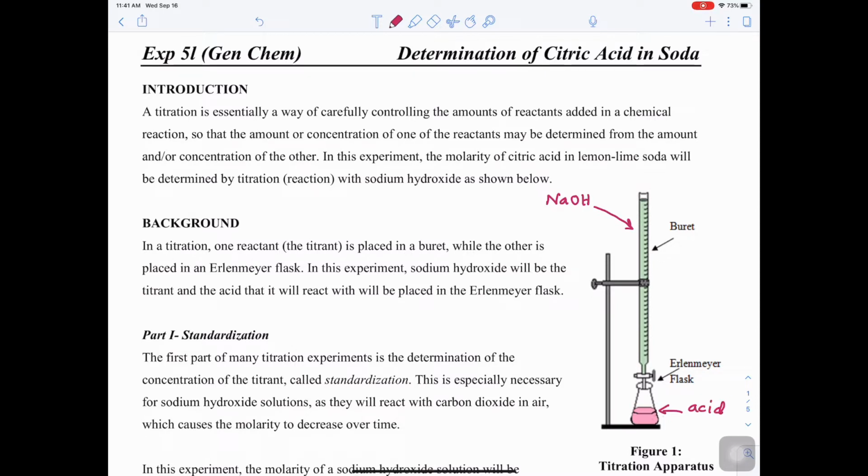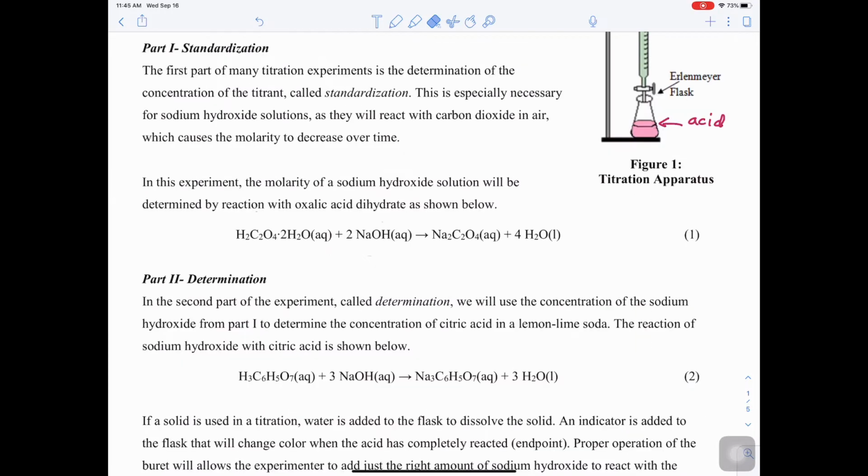So one of the problems with sodium hydroxide is that the molarity will change somewhat over time, and so we have to determine the molarity of the sodium hydroxide solution every day when we are going to use it. In the first part of the experiment, we're doing what's called a standardization. This is to measure the concentration of the sodium hydroxide. We know that it is approximately 0.1 molar, but we want to know it more precisely.